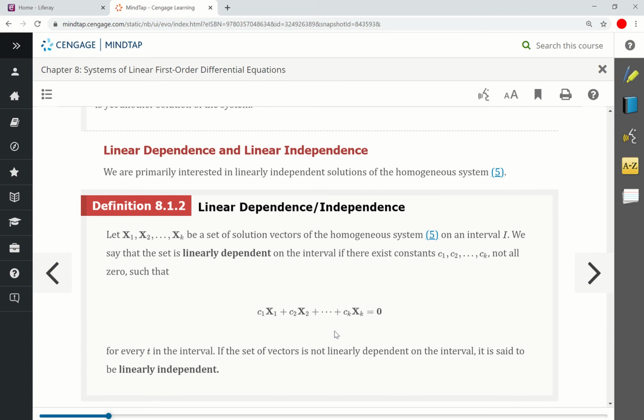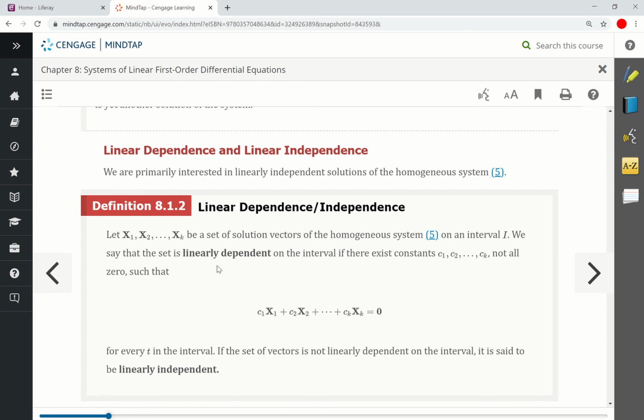The next thing we're going to discuss is linear dependence and linear independence. Much like what we'd already seen previously with a single linear differential equation, let's suppose that we have x1, x2 up to xk be solutions of the homogeneous system, in this case on some interval I.